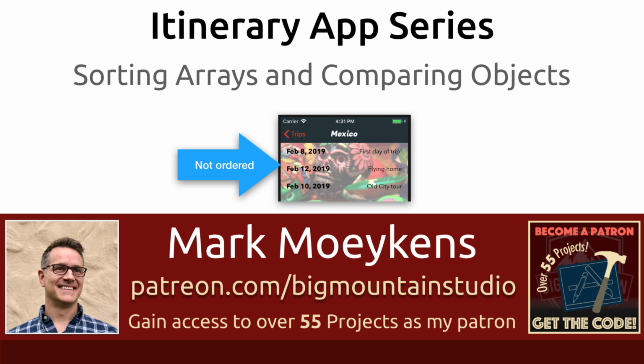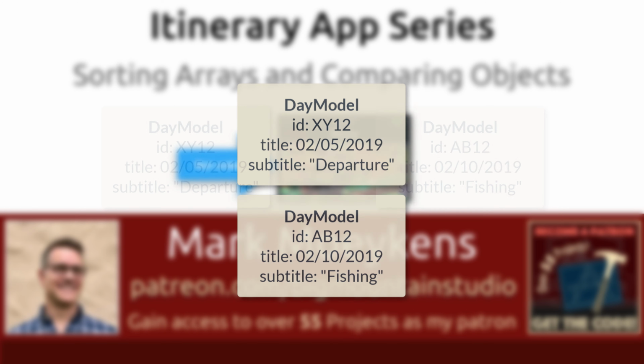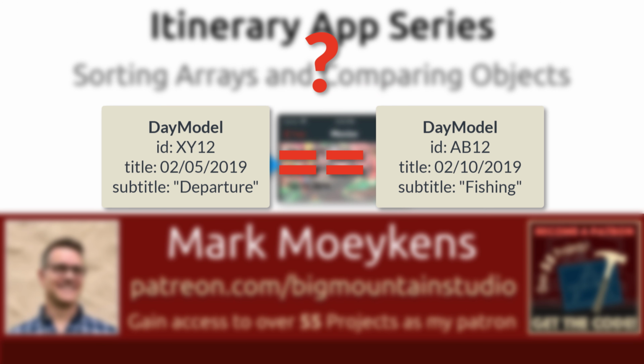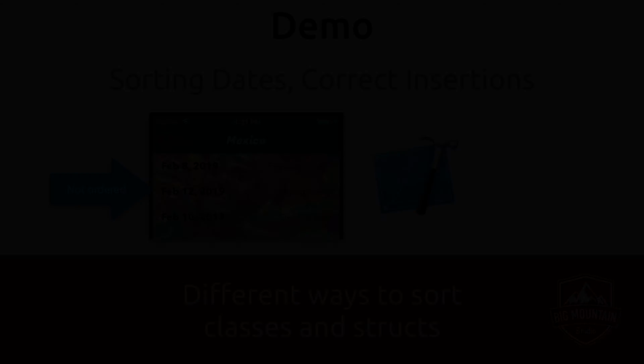So, have you ever had to sort an array of objects, like classes or structs? Have you ever had to compare two objects to determine if they're the same or not? If you have to do this, then this video is for you, because when you're finished with this video, you'll not only know how to sort complex objects, like an array of objects, but you'll also know how to compare objects for equality to see if they're equal or not. This is what you'll have to know to be able to sort our list of days and insert new days into the correct position in our table view when we add new days.